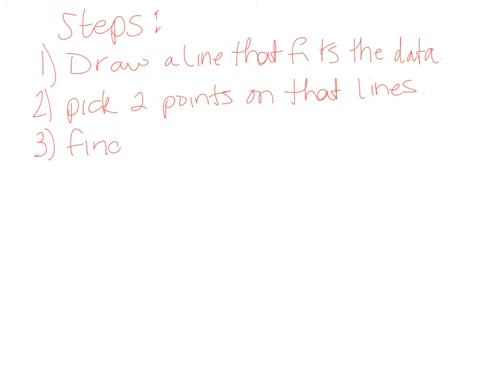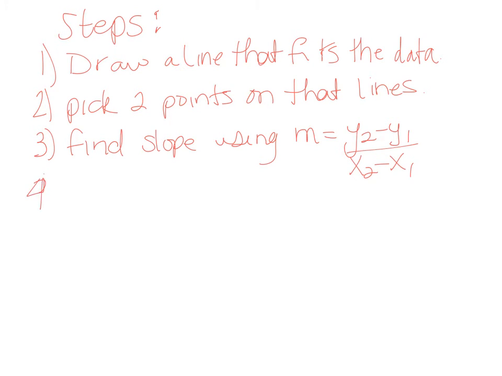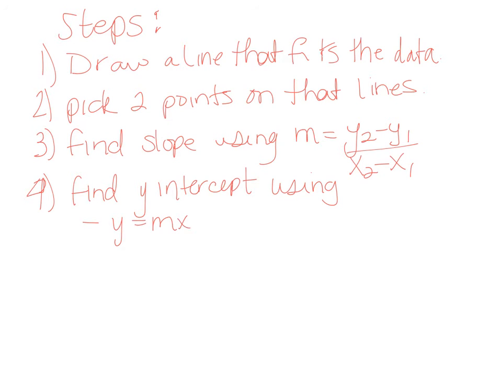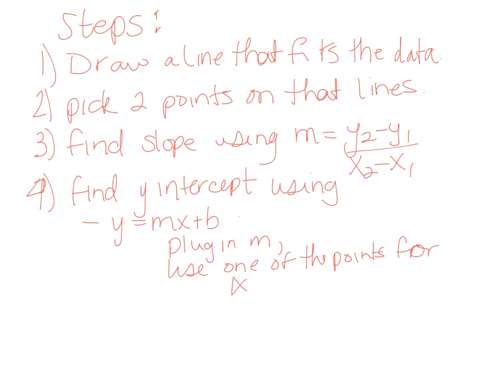Three, find the slope using our slope equation, m equals y2 minus y1 over x2 minus x1. Four, find the y-intercept. Now in this video I used y equals mx plus b, so I plugged in m and used one of the points for x and y. And then we solve for b.